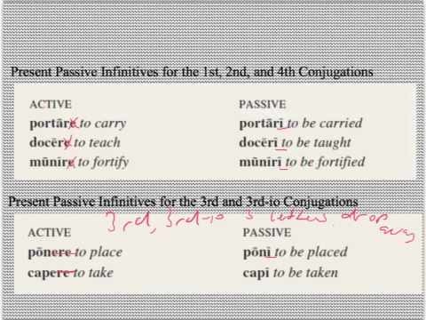For the first, second, and fourth conjugations, notice how one letter drops away, the E, and then I add an I to form the infinitives. For the third IO, 3 letters drop away. So third IO, 3 letters. The whole ERE drops away, and then you just add the I afterwards.